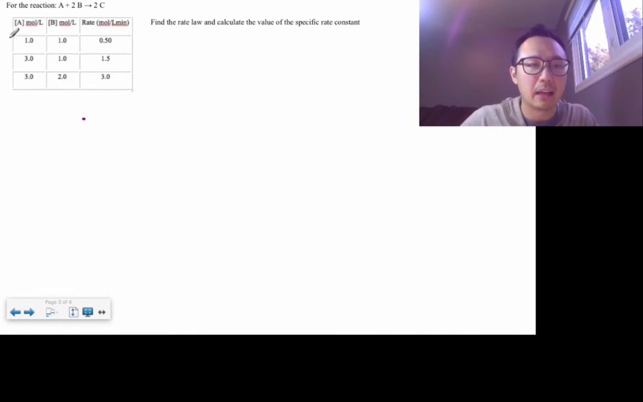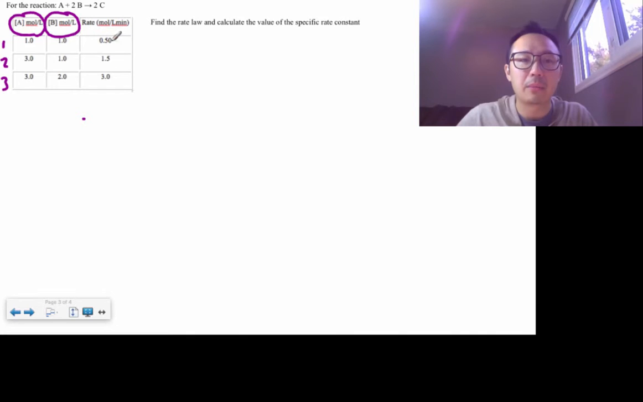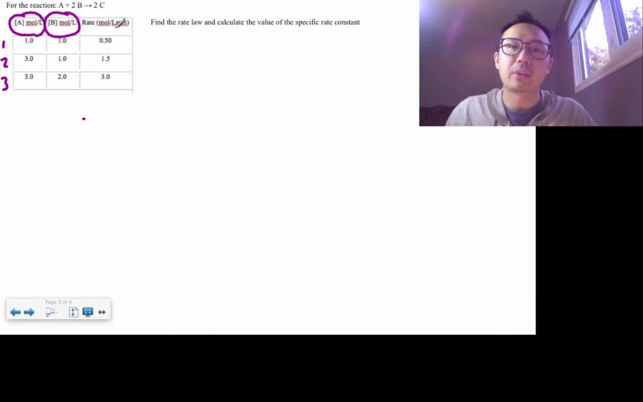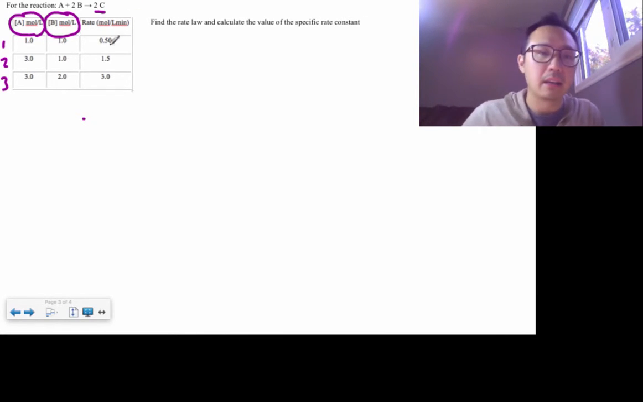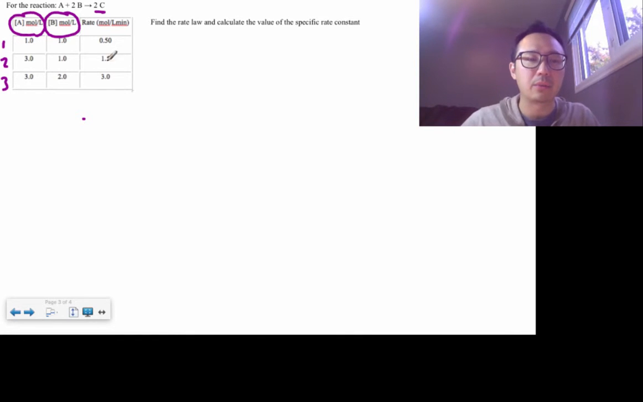That means that it's usually in a table form, so this is going to be your trial 1, trial 2, trial 3. This is the concentration of A that you started off with, and this is the amount of B that you started off with. And this is looking at the rate of decomposition. That means that when this and this combine together, this is the amount that it will decompose to make C. And this is all individual trials.